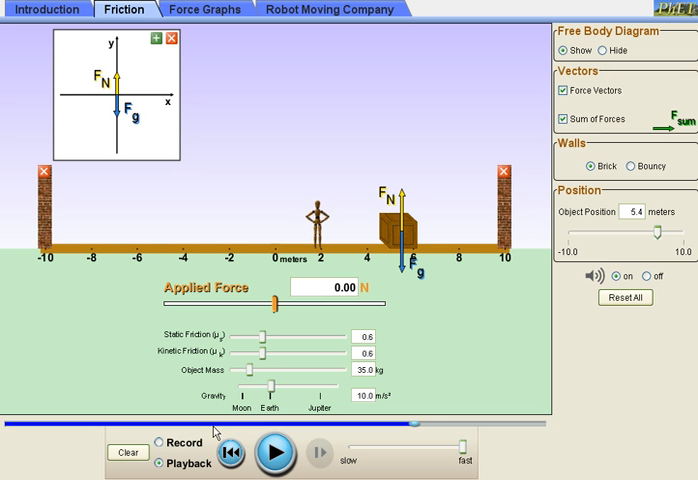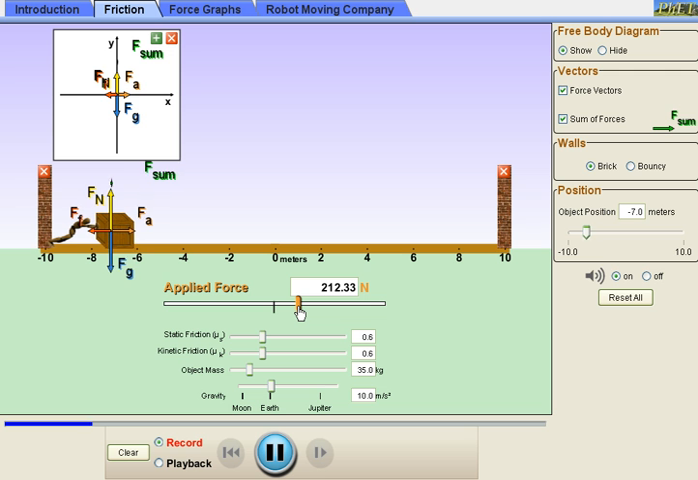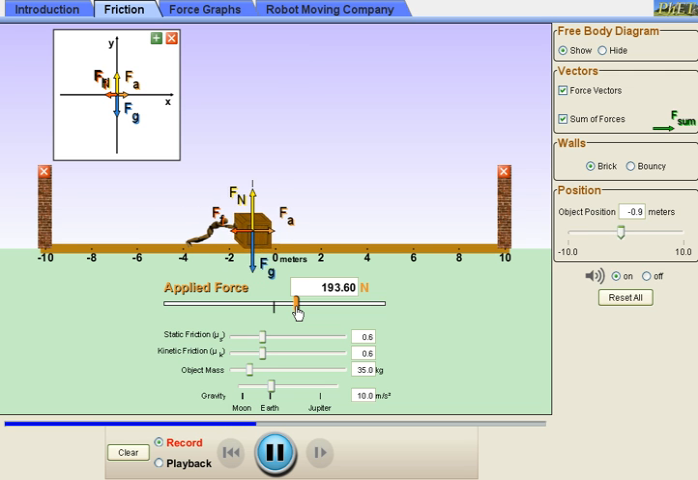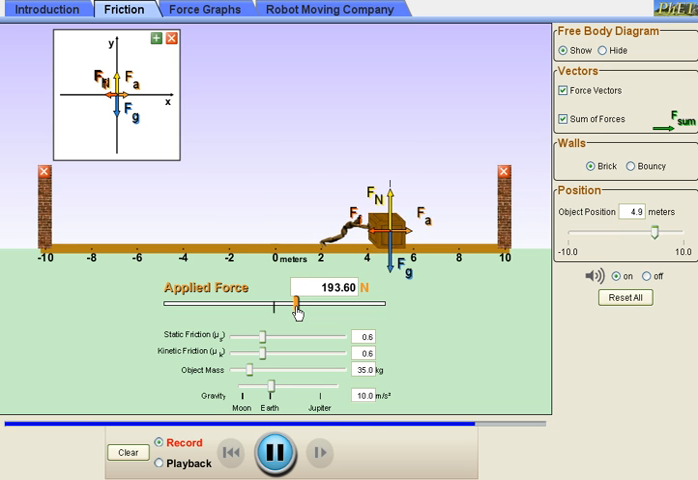To do this, I'm going to first of all reset the record function. I'm going to move the box to the left, and I'm going to apply a force. I'm then going to wait until I can see the sum force. The sum force means acceleration. So if I cancel the sum force by moving the force back a little bit, the box will start to move at constant velocity. Therefore, my applied force, Fa, will be the same as my maximum friction force, Ff, and I can record this value.